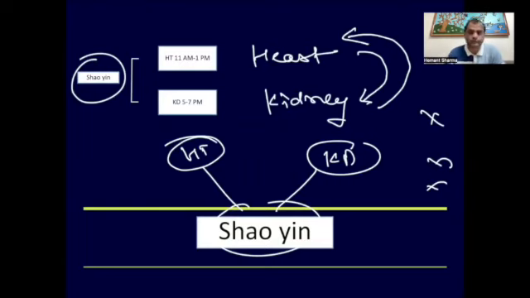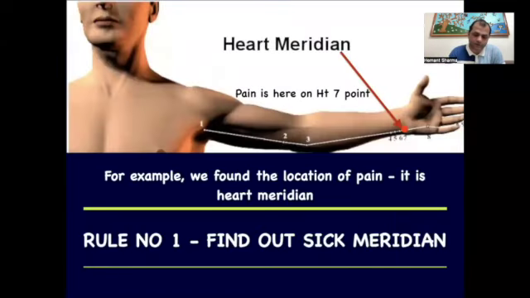So if our patient was having a problem in heart 7, who will treat? Kidney is going to treat. Right?